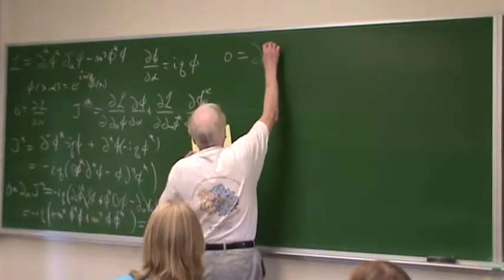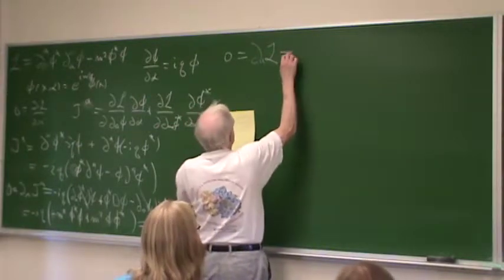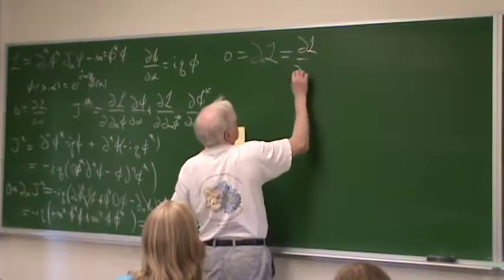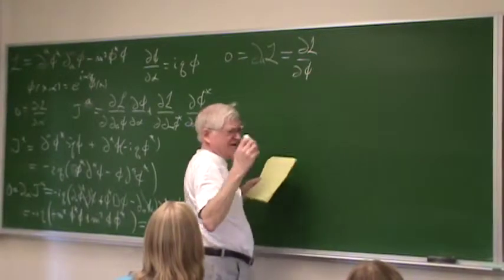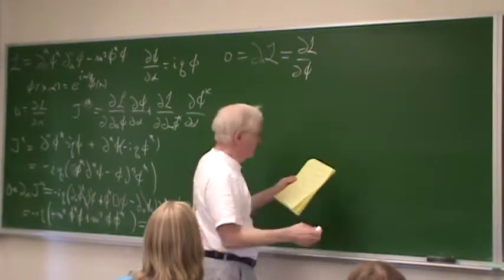All right, so that vanishes. What is that? Well, it's partial L, partial P. Let's go to the case of a single field. If you have several fields, of course, you sum over them.